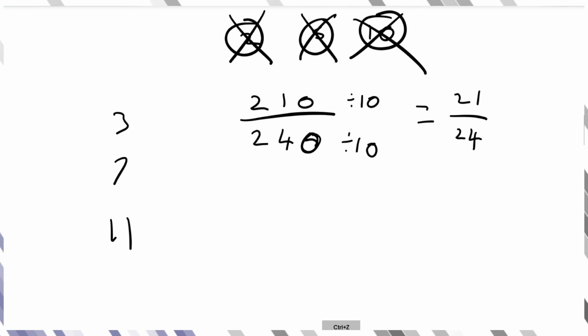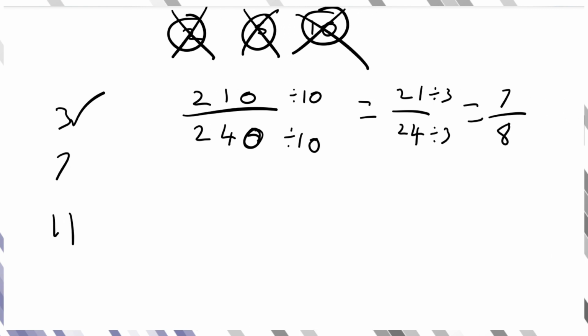So are 21 and 24 in the 3 times tables? Well, 3, 6, 9, 12, 15, 18, 21, 24, they're both in there. So that means we have to divide 21 by 3 and divide 24 by 3. 21 divided by 3 is 7. 24 divided by 3 is 8. Now 7/8 is the final answer if the question is to fully simplify 210 over 240.